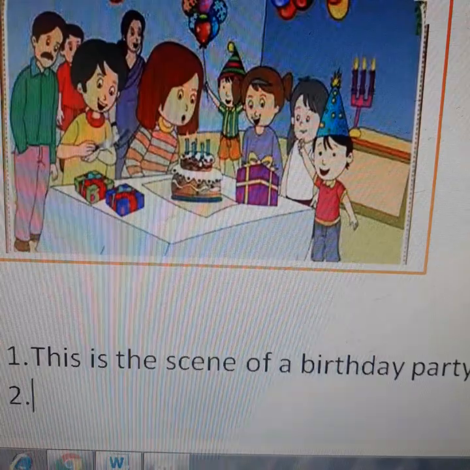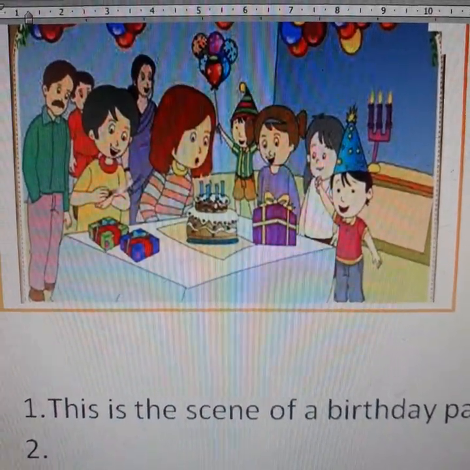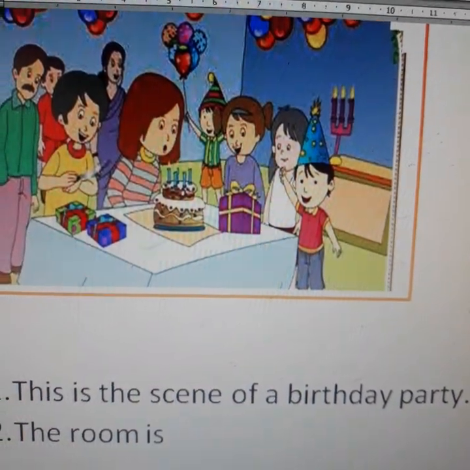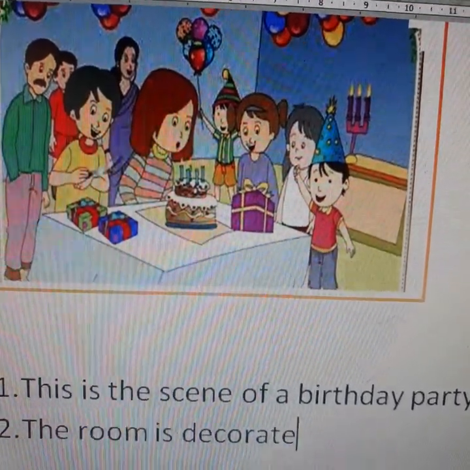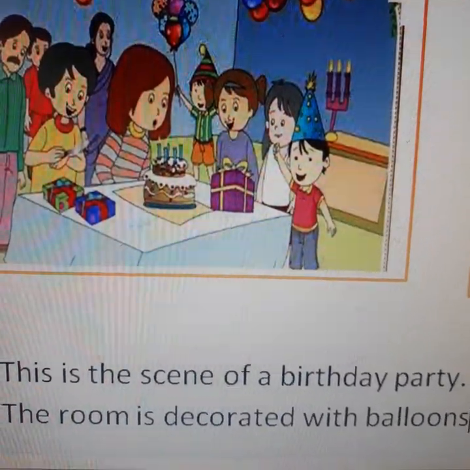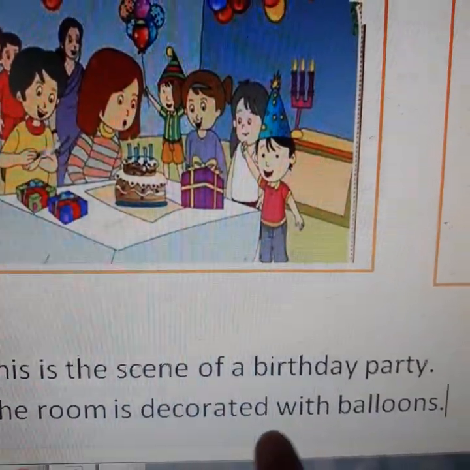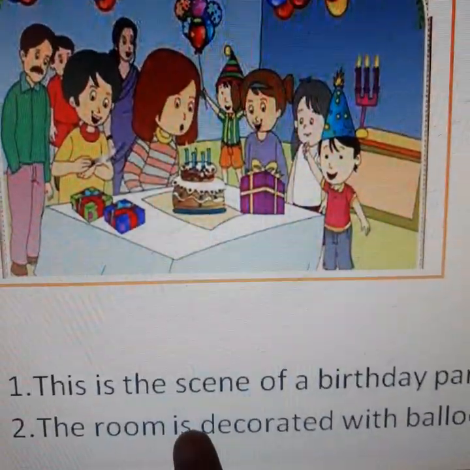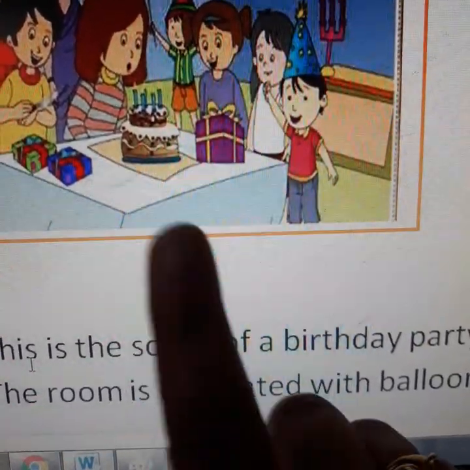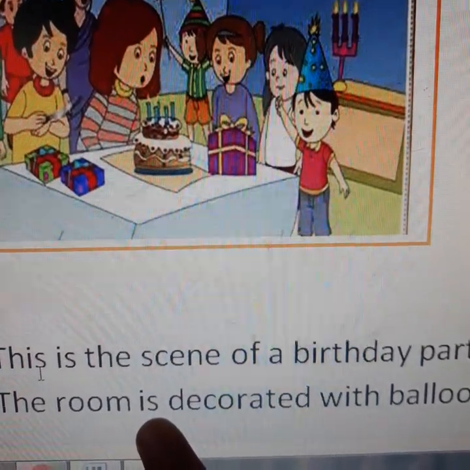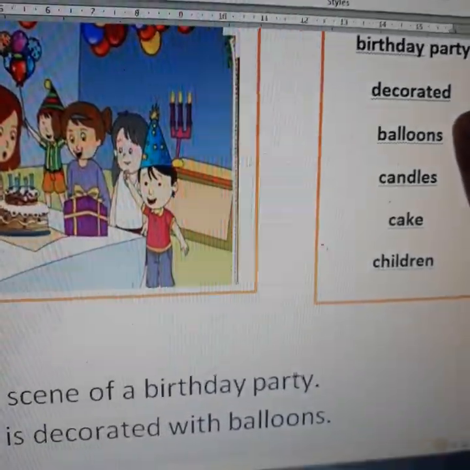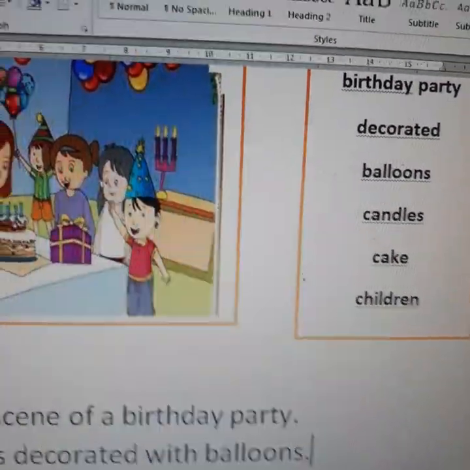Number 2. The room is decorated with balloons. Now, why have I used is here and not are? Because the room is singular. Room is singular, so for singular we always use is. Okay, don't forget it. The room is decorated with balloons. You can see the spelling of decorated and balloons from the help box given here.